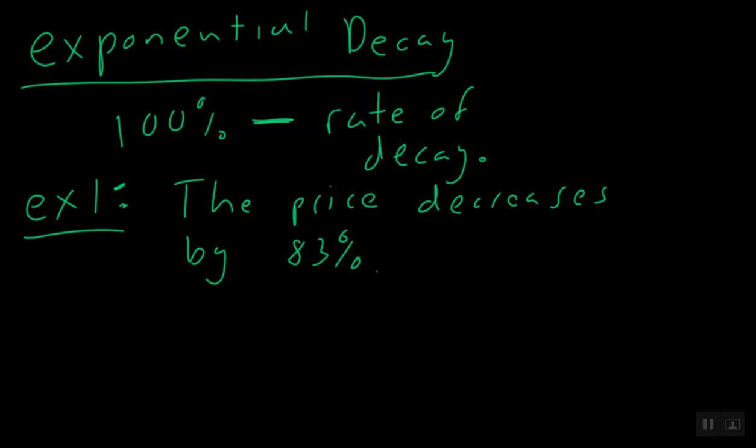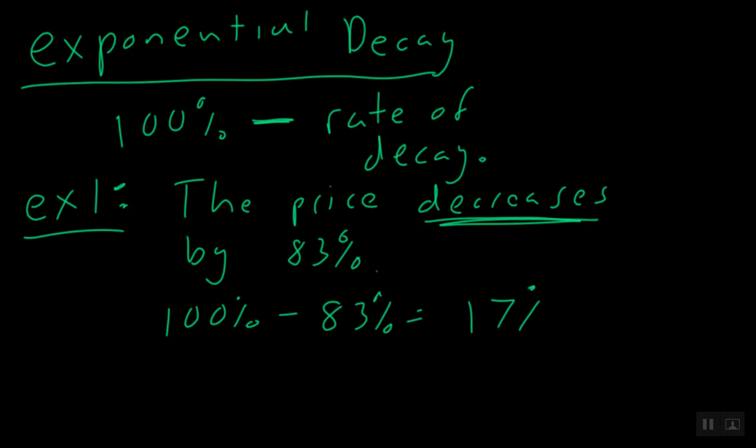For example 1, we have the price decreases by 83%. Wait a second. This word decrease, well, this is a synonym for decay or to get smaller. And so we'll start out with 100% minus 83%, and this leaves us with 17%. Now, what does this look like as a decimal? Well, I put my little decimal there, and I go to the left 1, 2, and we could write this as 0.17.